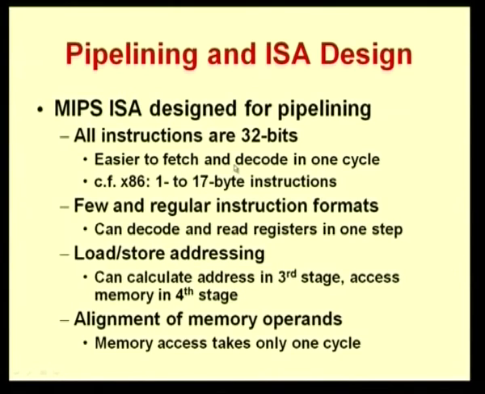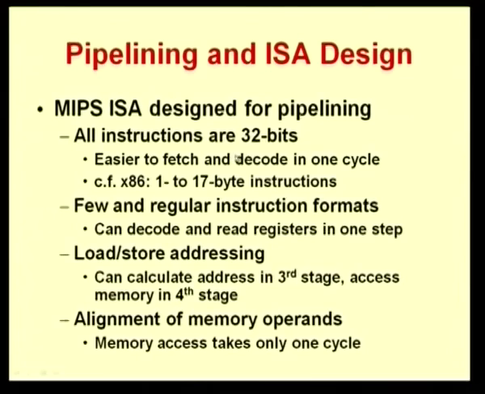So, you fetch the instruction and you are able to decode it. Both of this can take place in one cycle. Whereas, for instance, just for a cross reference, if you look at the Intel x86 architecture, the instructions can be from 1 to 17 bytes. That is, you have 1 byte instructions as well as 17 byte instructions. So, different amounts of time it will take to fetch these different instructions. So, pipelining such instructions becomes a little difficult.